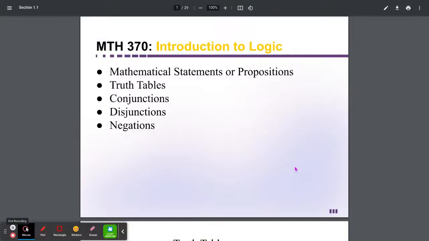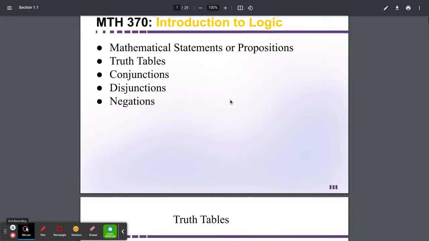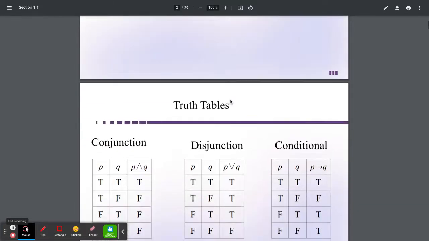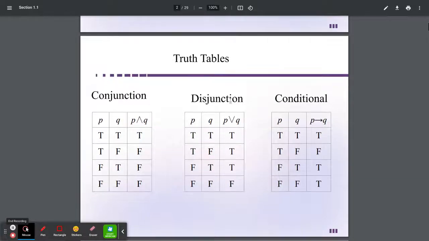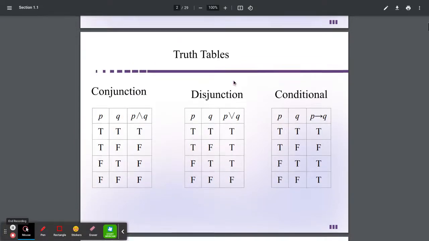All right, section 1.1, Introduction to Logic. We've got these topics, and I'm only going to hit a few things, just run through some stuff. These are the truth tables that you want to write down and keep really handy next to you: conjunction, disjunction, conditional.